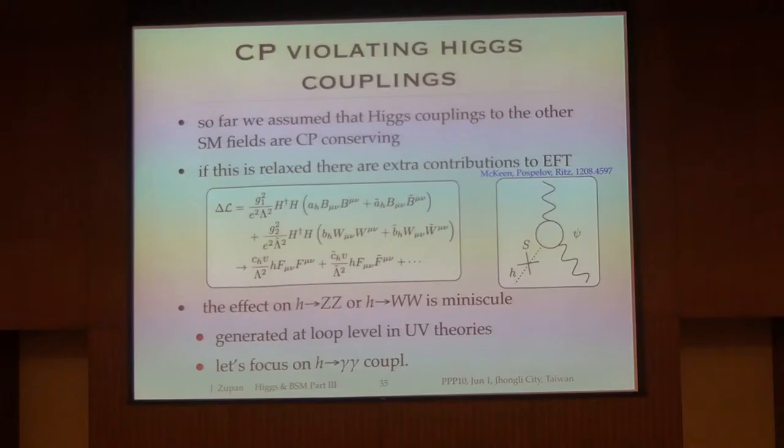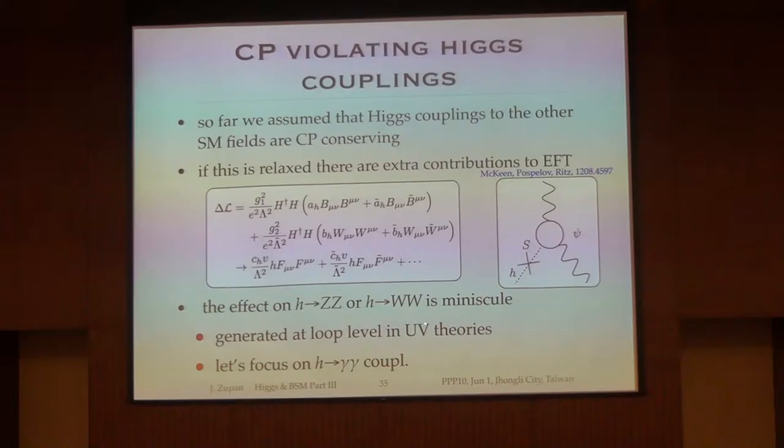Okay. The next topic is the CP violating Higgs couplings. You could imagine that there's an extended sector where you have not just CP conserving, but also CP violating couplings that would modify the whole story. For instance, in an EFT description, you'll have these extra pieces where you have the W W tilde and B B tilde. So at the end, after symmetry breaking, you'll have the H F F dual, so the CP violating decay to photons. Now the effect to ZZ and WW is minuscule because these are already tree level couplings in the standard model, while in the UV theories they'll be generated at loop level.